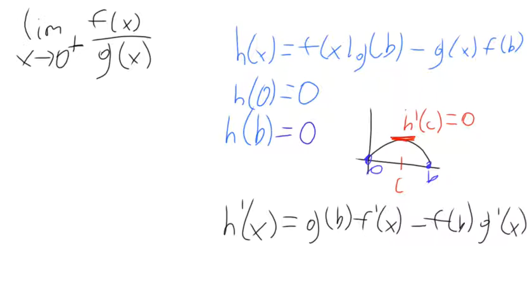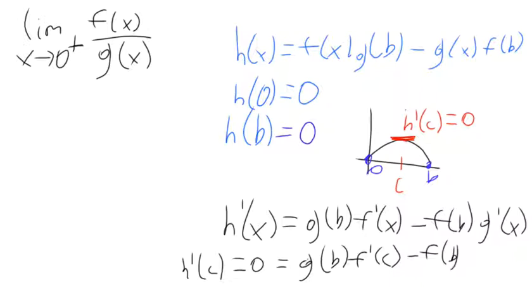And we know that h prime of c is 0, which means that if I plug in c for all of these x's, I have to get 0. So I'll say that 0 equals g of b times f prime of c minus f of b times g prime of c.